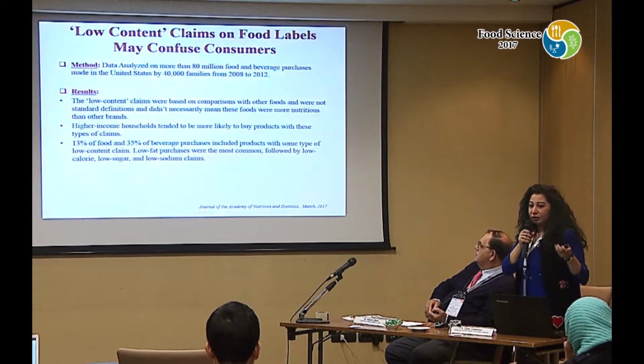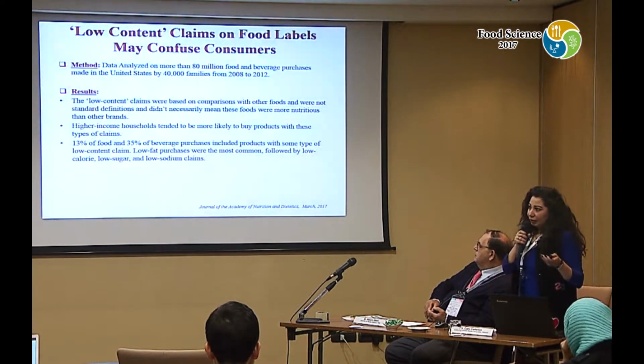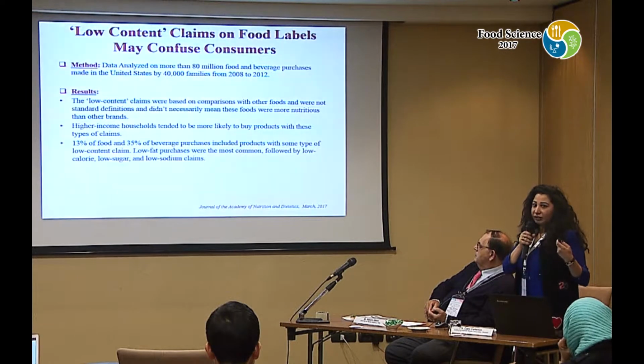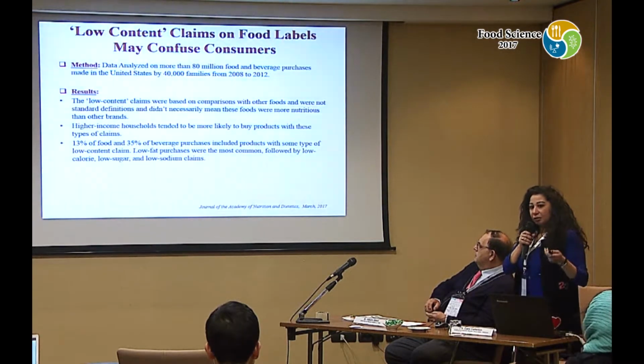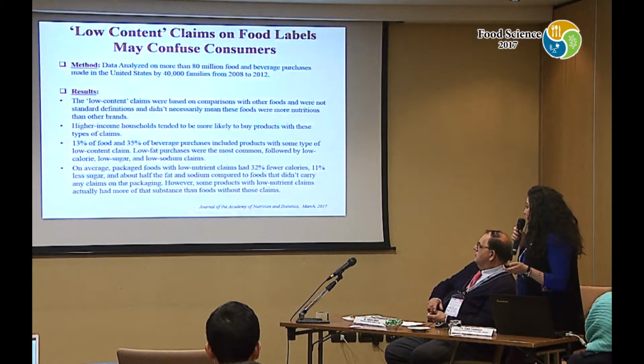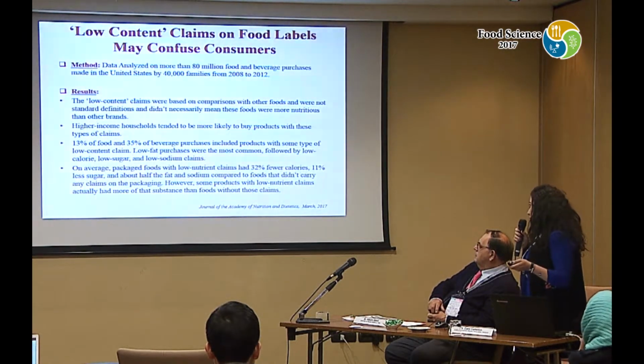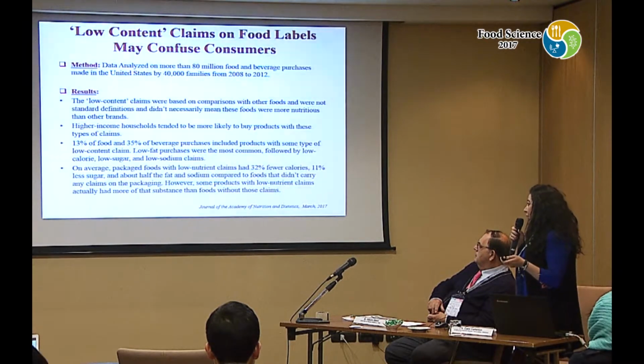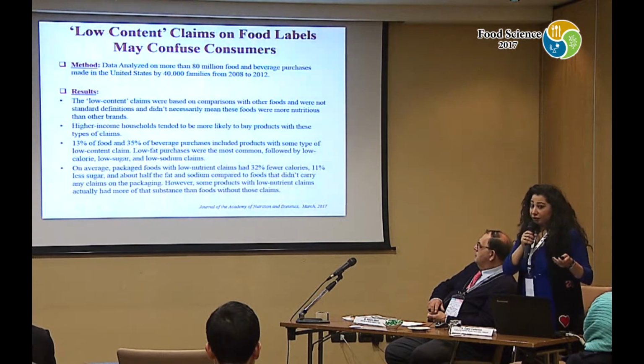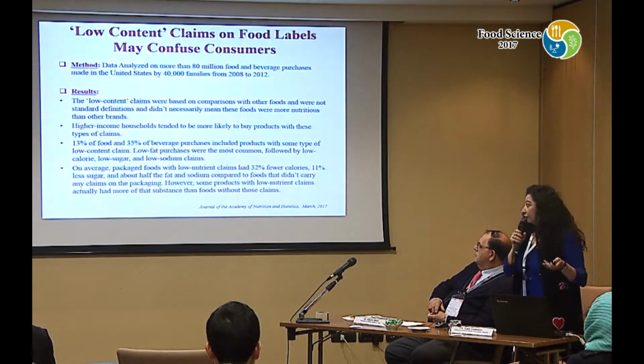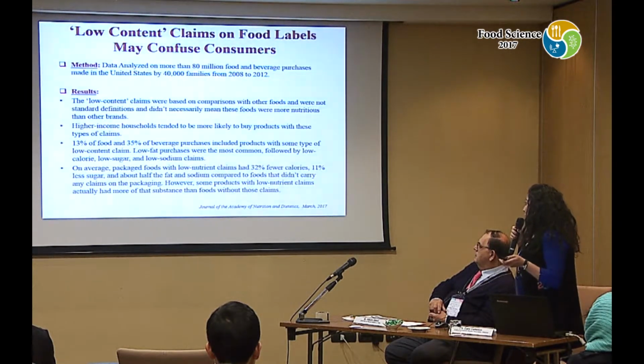So actually, if they go and try to talk about dairy products maybe, or anything, 30% of the food had a low fat version. 35% of the beverages had a low fat version. The ones who bought more of the low fat things were the affluent societies more, and here we can see, on average, packaged foods with low nutrient claims had 32% fewer calories, 11% less sugar, and about half the fat and sodium compared to foods that didn't carry any claims on the packaging. So far, so good. We're paying for what we want. But some products with low nutrient claims actually had more of that substance than foods without those claims.